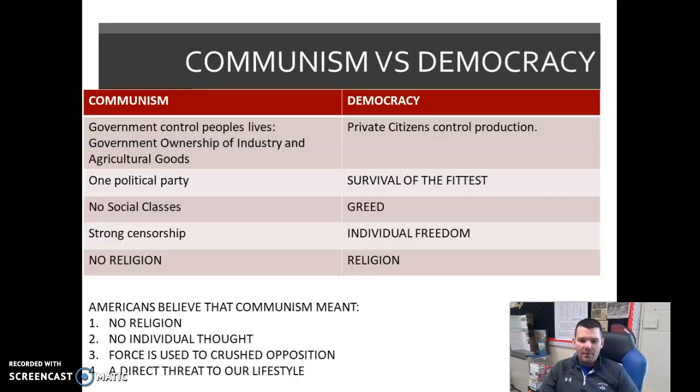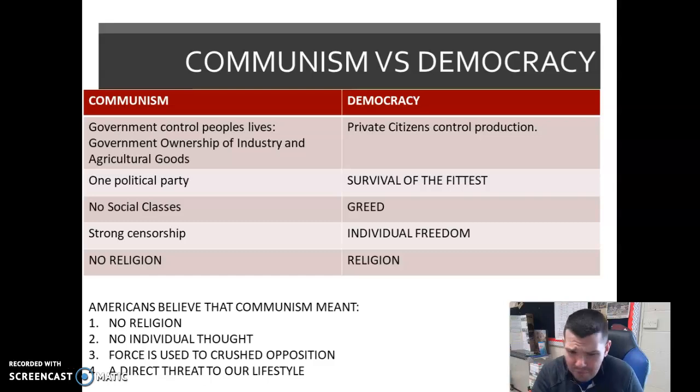Now, very basic, and you should have done this last year in global, but in terms of communism, what does that mean? It means the government controls people's lives. There's one political party. There's one choice to choose from. There are no social classes. Technically, in a utopian world, everybody is equal. You don't have that rich, middle class, poor. Everybody is equal.